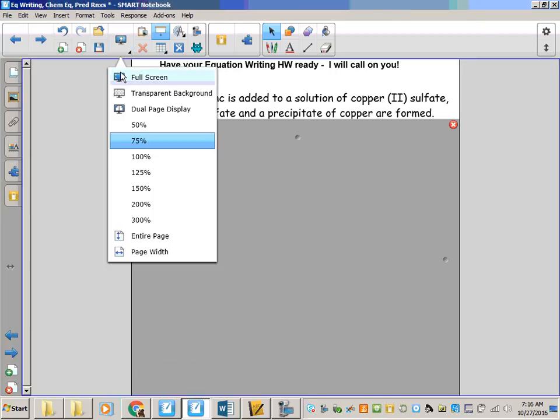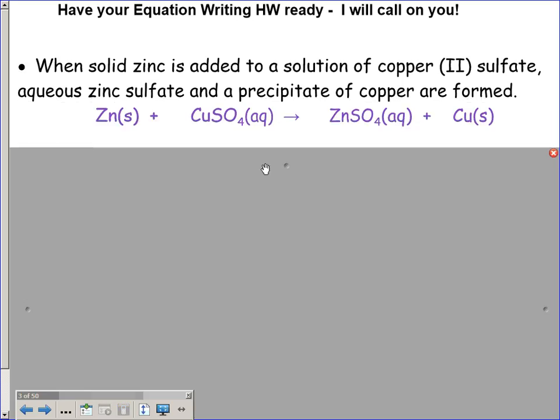Right. So we need to talk about balancing as we go. Zinc solid plus copper 2 sulfate solution yields zinc sulfate and copper solid. Here's how we balance, and I know that some of you have a good background on this and others don't, so I'm just going to walk through the first two slowly.